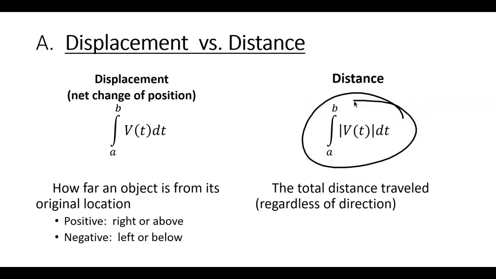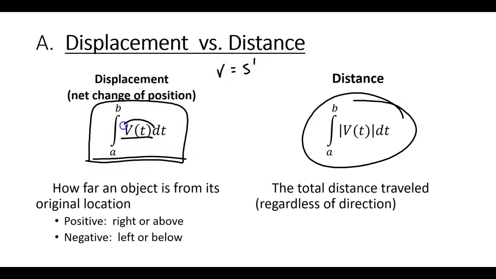But if you want to find the displacement, you just do the same thing. It's just that it doesn't have an absolute value on it because we actually do care about the directions. And what this tells you is this is a net change formula, right? And the reason for that is because V, isn't that equal to S prime? And when you integrate a derivative on an interval, then that gives you a net change of S, which is your position. So in other words, if you integrate the velocity, it tells you how far your object is from its original location.